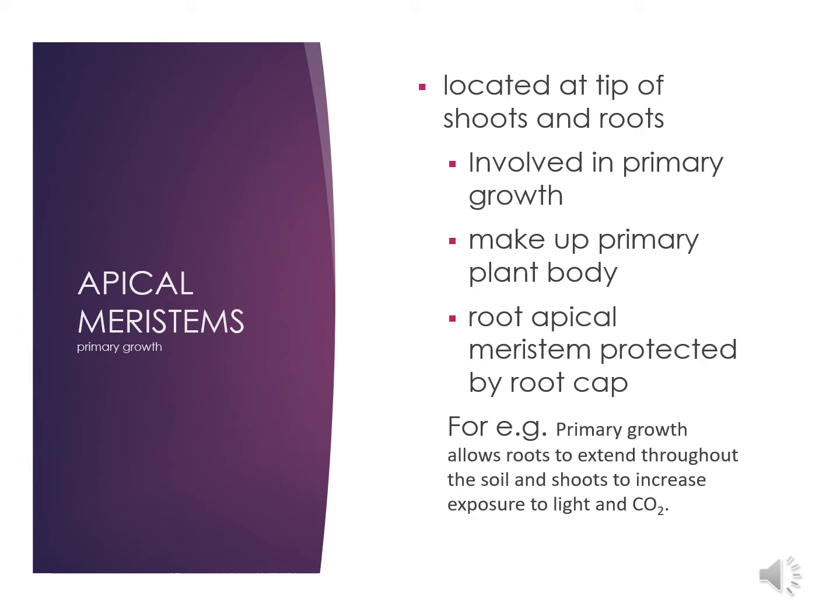Apical meristem is located at the tips of roots and in the buds of shoots. It provides additional cells that enable the plant to grow in length. This process is known as primary growth. This primary growth allows the root to extend throughout the soil and shoots to increase exposure to light and carbon dioxide.